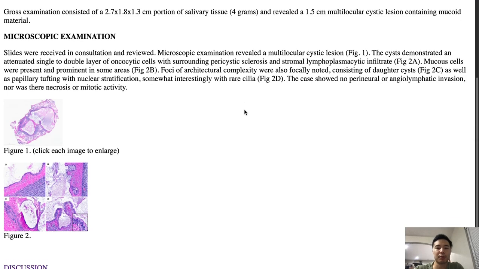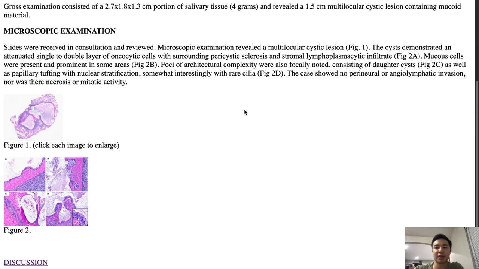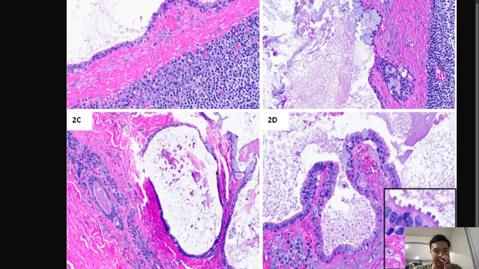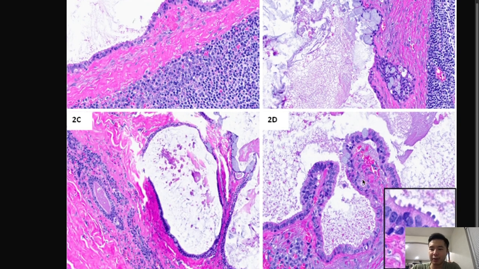Foci of architectural complexity were also focally noted, consisting of daughter cysts, figure 2C, as well as papillary tufting with nuclear stratification, somewhat interestingly with rare cilia, figure 2D. All right, so we can see a daughter cyst, as they had mentioned, with maybe suggestion of a papilla here with a fibrovascular core. And then here we delve closer, and it looks like they have little cilia or cytoplasmic blebs. But we see the mucocytes here. We see the epidermoid cells that are oncocytic.